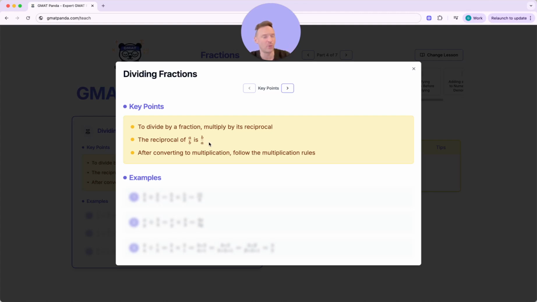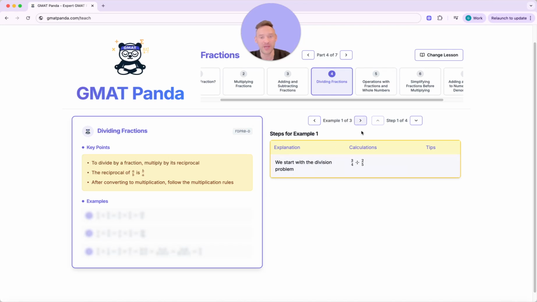And why is that useful for the division? Well, to divide one fraction by the other, what we're going to do is flip the second fraction, so take the reciprocal of the second one, and multiply that by the first fraction. Okay, so let's see an example of that.